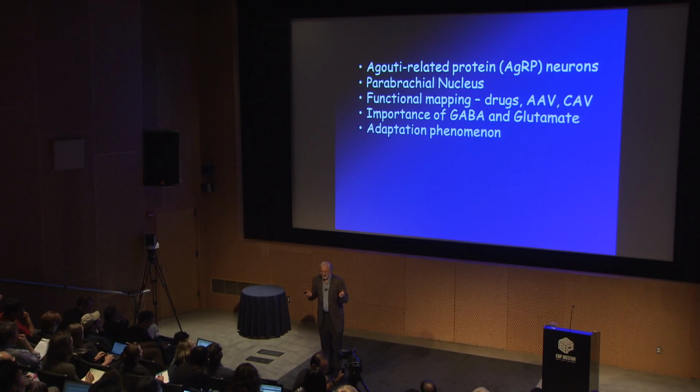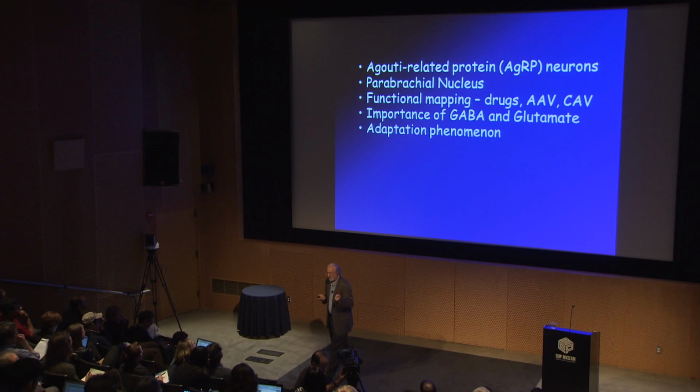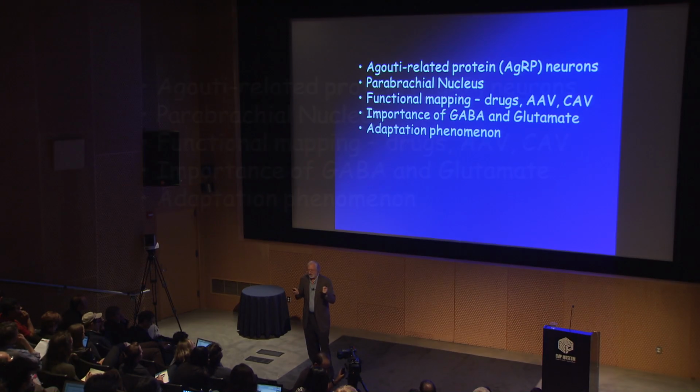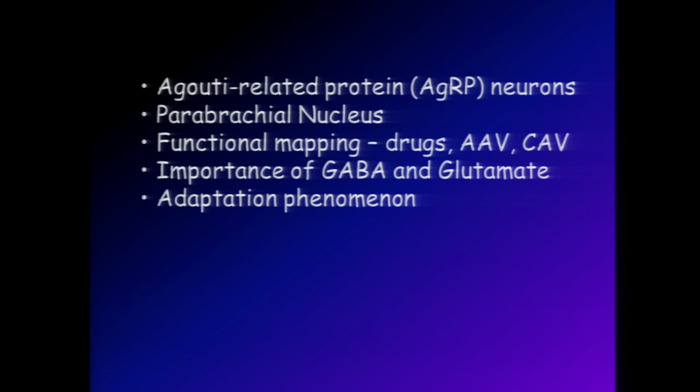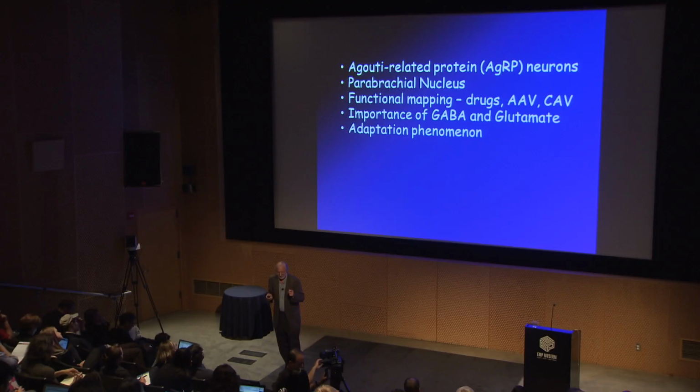So what I want to do today then is tell you about Agouti-related protein expressing neurons, and I want to concentrate on their projection, fairly minor projection, but a very important one, to the parabrachial nucleus. And I want to just basically describe our functional mapping technology, which involves the use of drugs and two viruses, adeno-associated virus and canine adenovirus, to map the circuitry. I'm going to tell you about the importance of GABA and glutamate in this circuit, and I'm going to tell you about an interesting adaptation phenomenon that occurs.